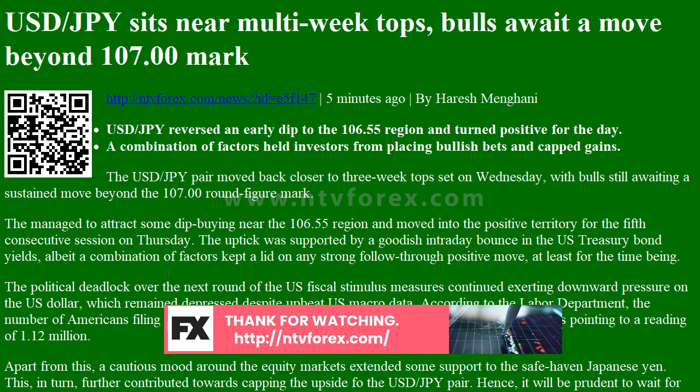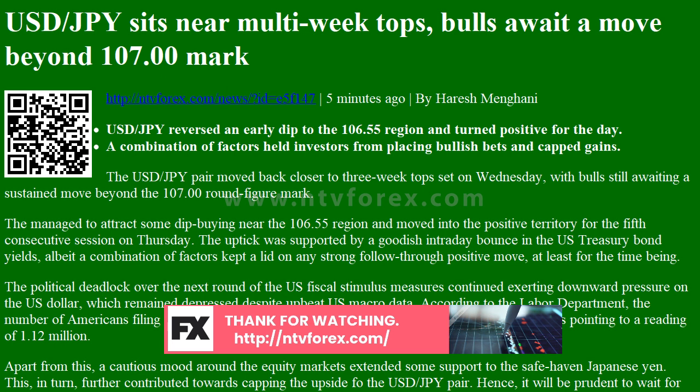USD/JPY overview today. Last price 106.94. Daily change 0.03. Daily change percent 0.03. Daily open 106.91. Trends: Daily SMA 20 106.13, daily SMA 50 106.9, daily SMA 100 107.26, daily SMA 200 108.15. Levels: previous daily high 107.02.